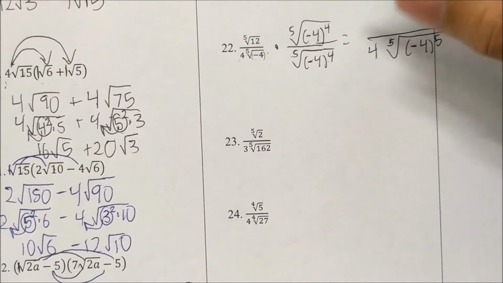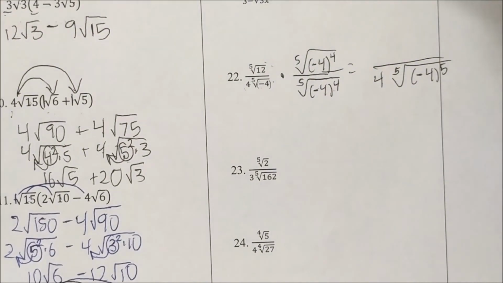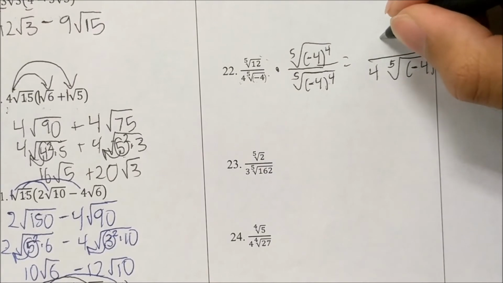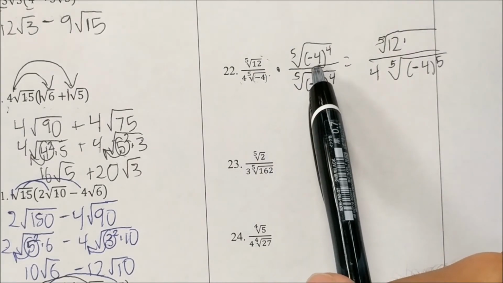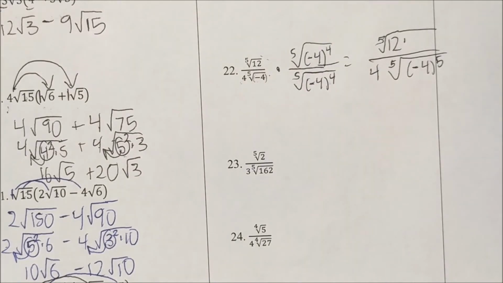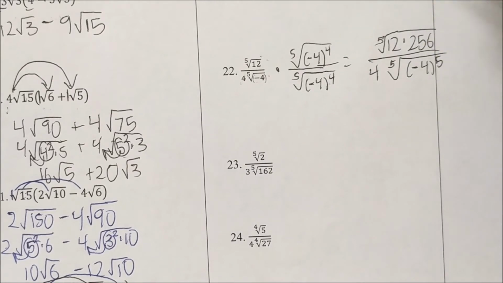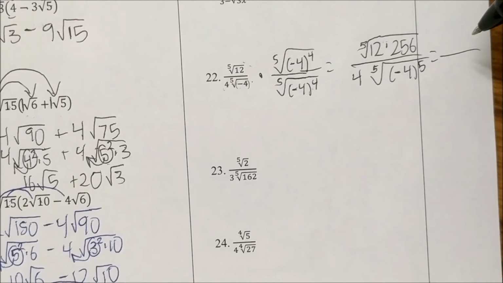Okay, then in my numerator, I have, let me rewrite this 5 to the 12th. No, actually, I'll leave it for now. Okay, so we multiply the inside, so 12 times negative 4 to the fourth power. Well, negative 4 to the fourth power is 256. So that's kind of a large number to work with. So maybe there's a different way we could have done this.